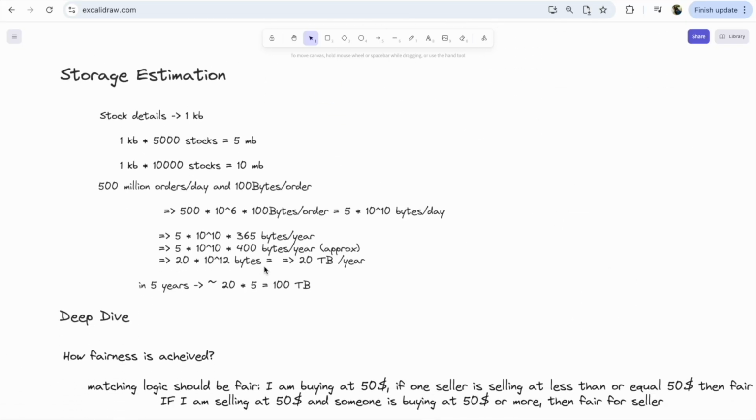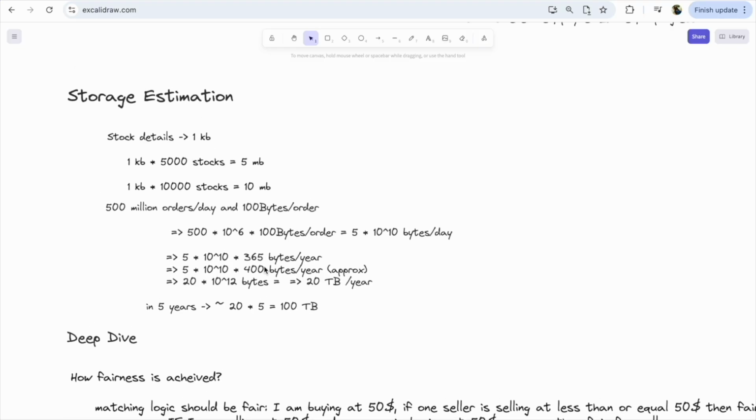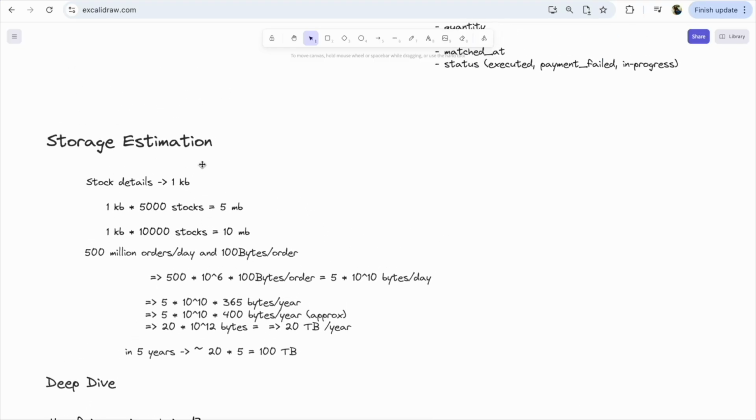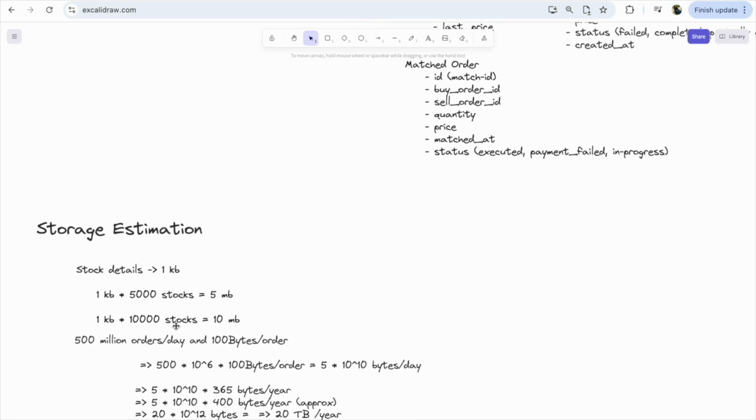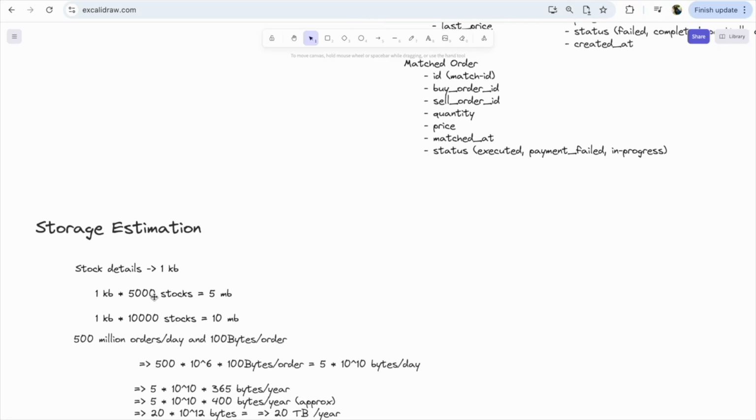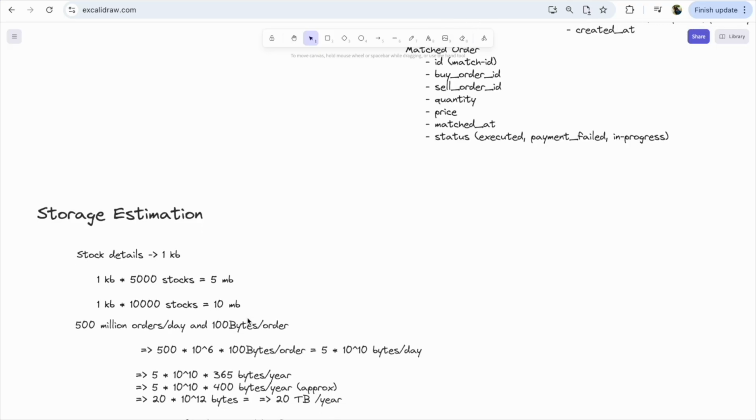Now next I'll quickly do some storage estimation based on the scale we have assumed. Let's say stock details is 1 kilobyte. I have overestimated a little bit. For 5,000 stocks, it will be 1 kilobyte times 5,000, that is just 5 megabytes. For 10,000 stocks, it will be just 10 MB. So if we are storing just the current stock price, then it will be this much.